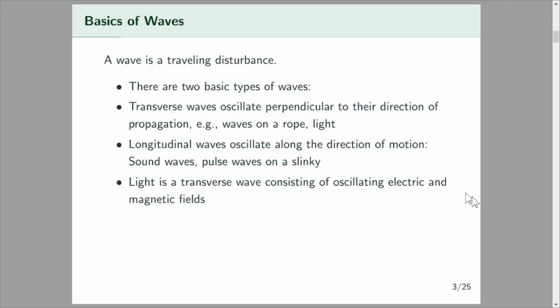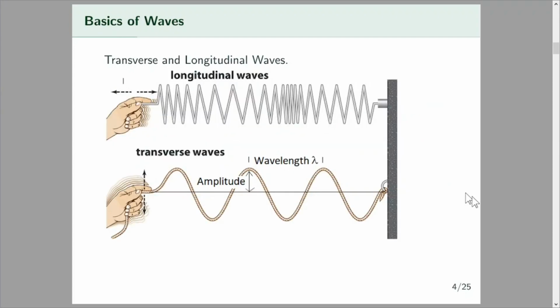And so these are the two basic types of wave: transverse and longitudinal. We'll be talking mostly about light, which is a transverse wave. We'll also talk about sound, which is a longitudinal wave. Light itself turns out to be a transverse wave consisting of oscillating electric and magnetic fields, and we'll just mention that briefly as we go. So here's a picture of a wave on a slinky. That's a longitudinal wave, and a wave on a rope. That's a transverse wave.